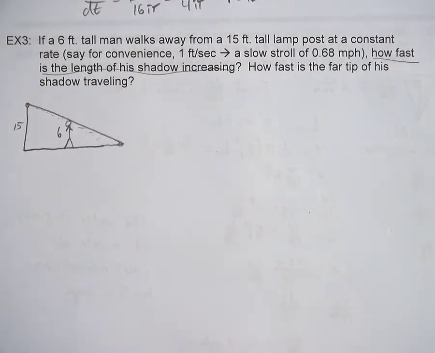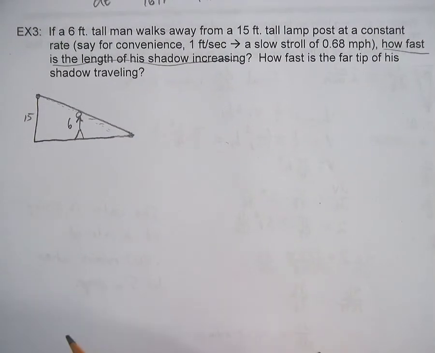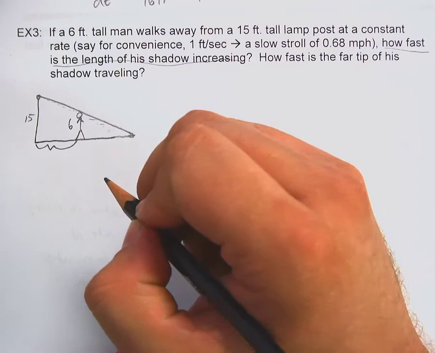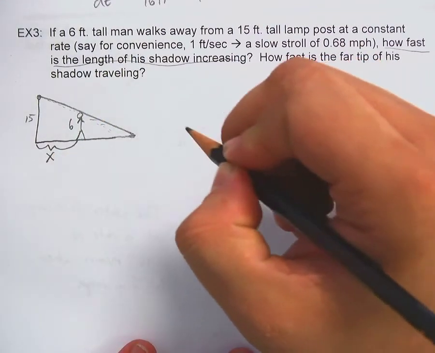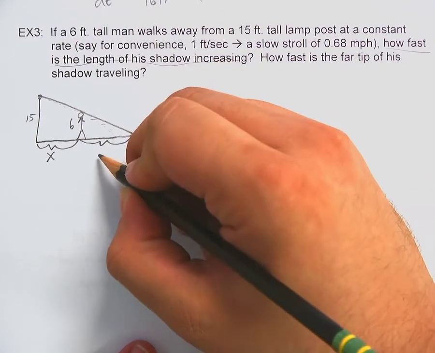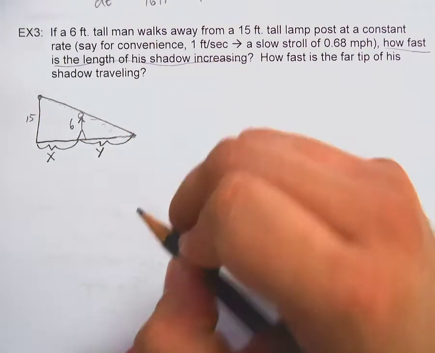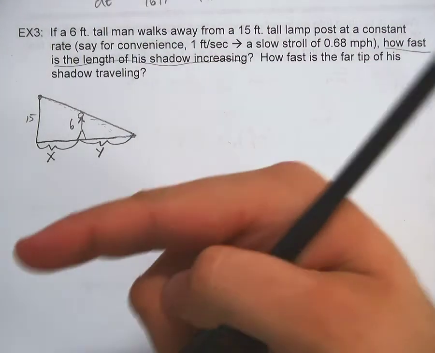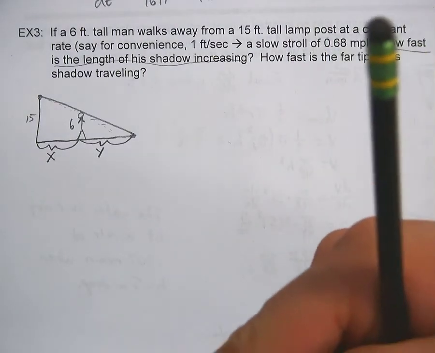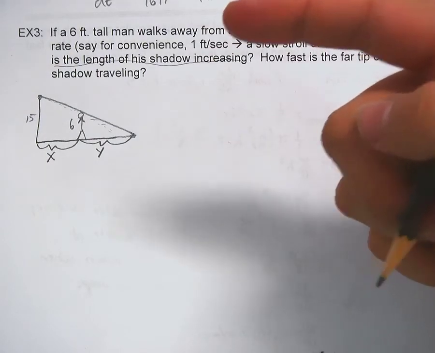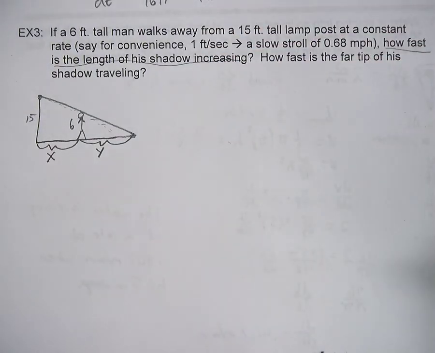Now, you've got two distances happening here, so you've got to think about the rates. You've got the distance from the man to the lamppost, and the distance from the man to the tip of his shadow. If you've ever walked away from a lamppost at night, you know it's kind of fun, because the farther away you get from the lamppost, the faster your shadow gets really big. So it's changing at different rates.